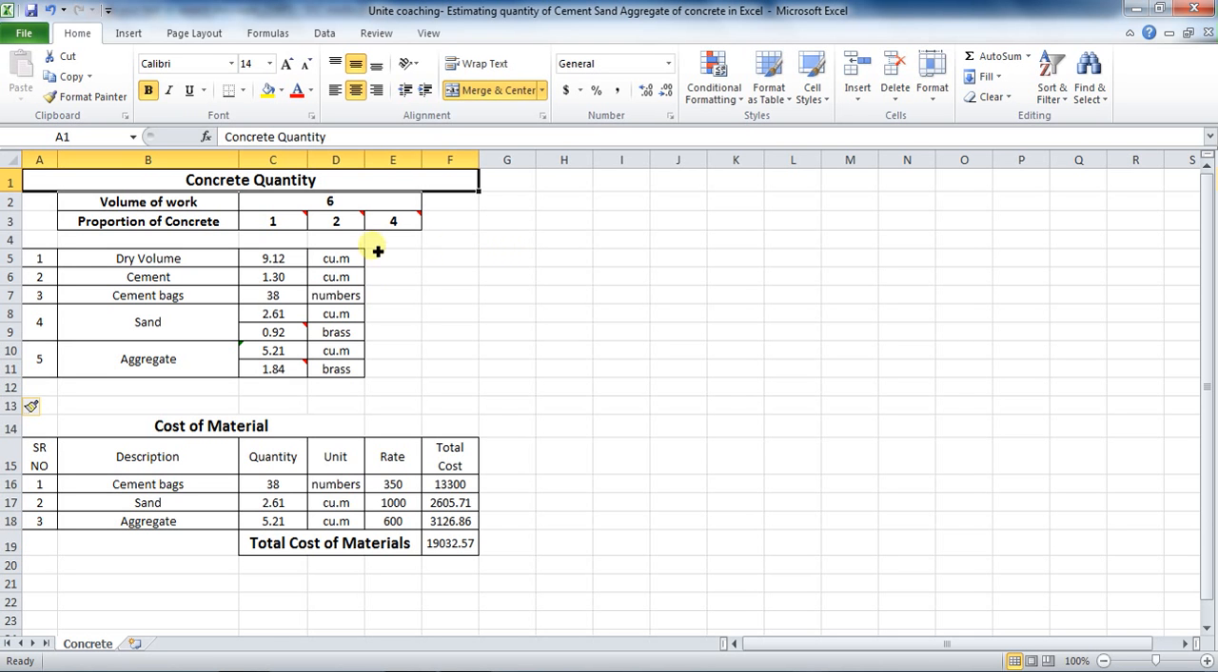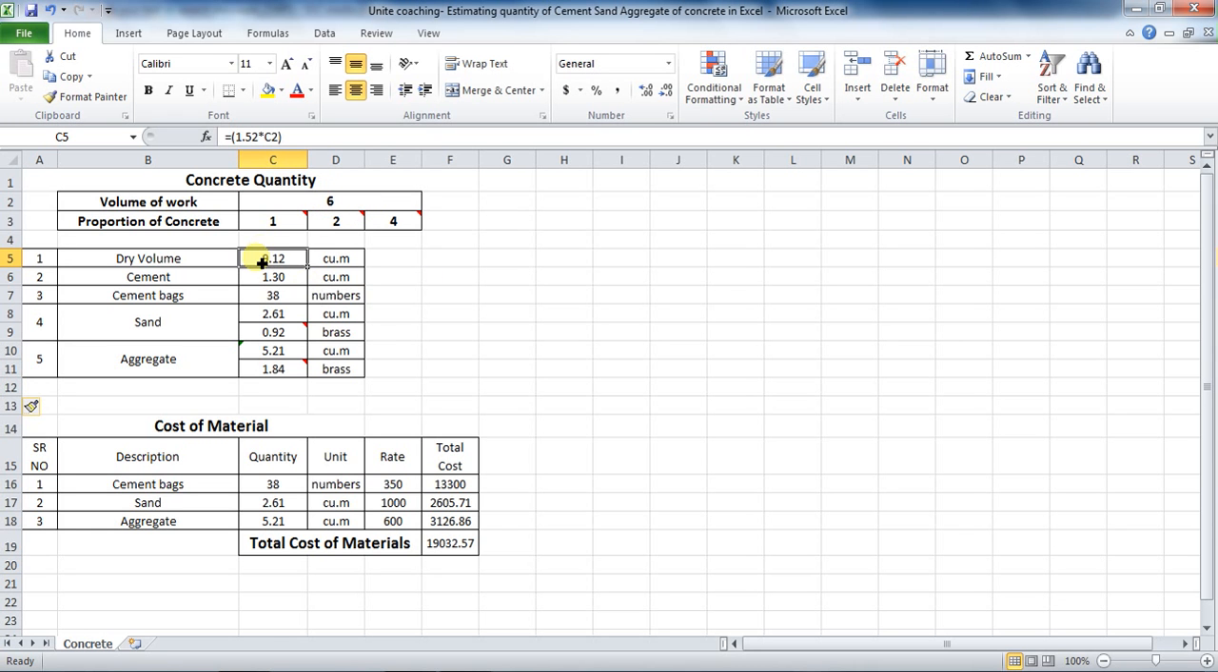Let us consider the volume of PCC to be done is 6 cubic meter. And concrete grade is M15, whose proportion is 1:2:4, where 1 is cement, 2 is sand, 4 is aggregate. The dry volume is generally considered as 45% to 52% of total volume of work. I am taking 52% of the total volume.